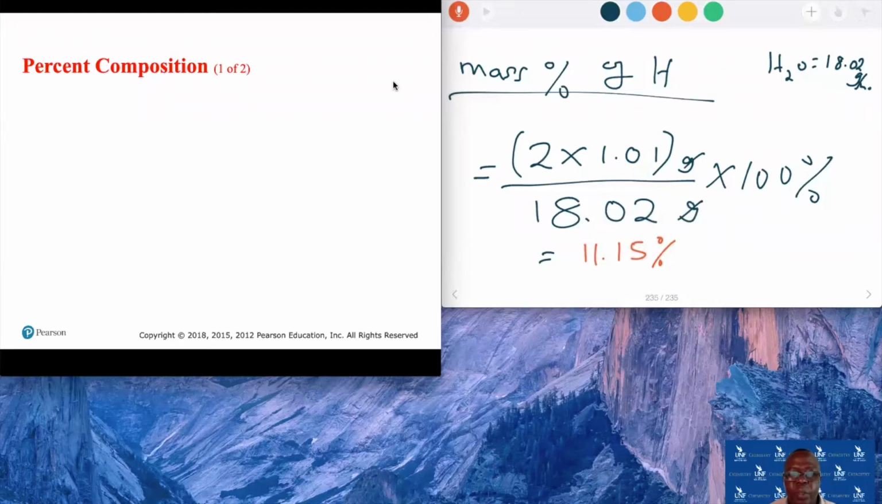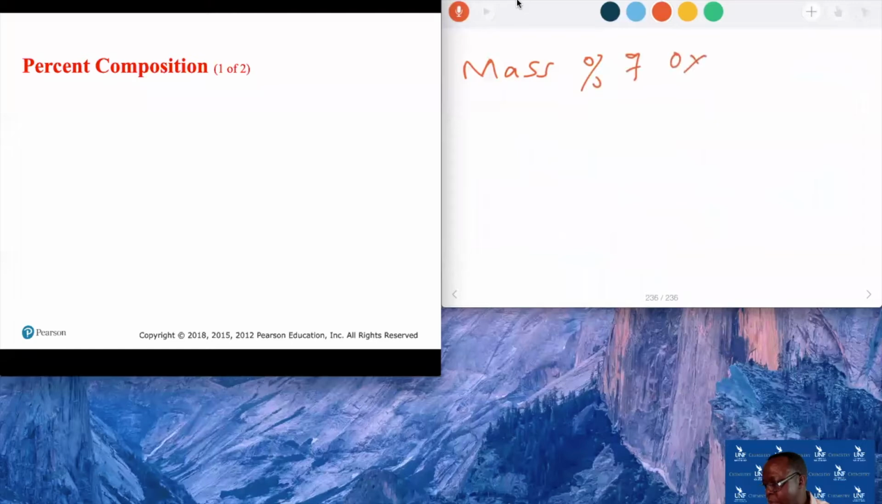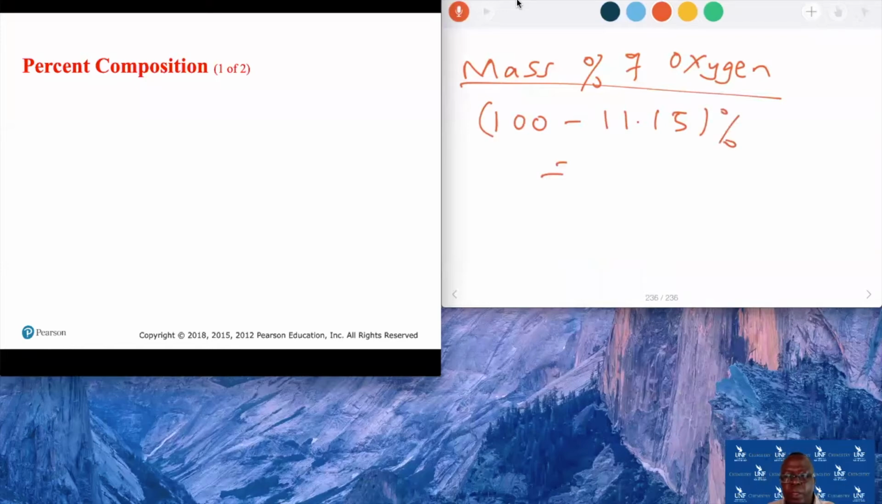If you have two elements in a compound, you can subtract from 100 to get the mass percent of the other. In other words, for the mass percent of oxygen in H2O, we can subtract 11.15 from 100. It's the same thing. That gives 88.85.